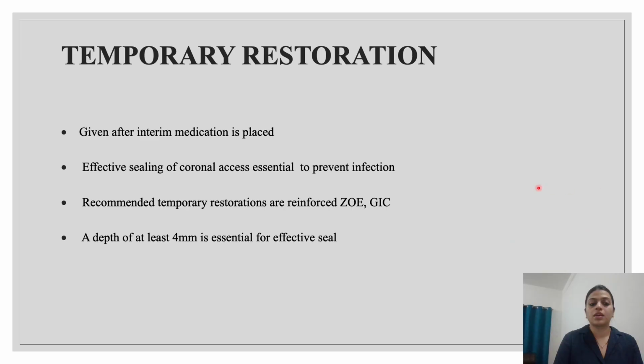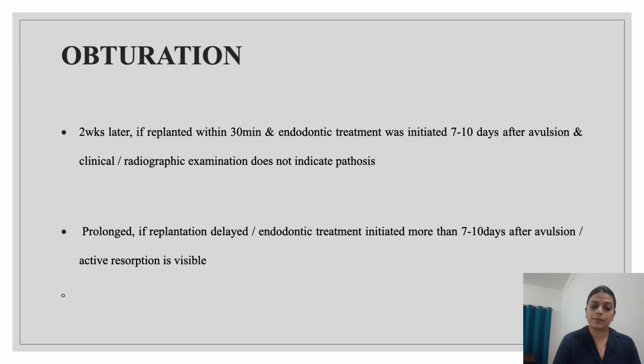So the temporary restoration is given after the interim medication is placed inside the canal. This is just for the effective sealing of the coronal access to prevent any kind of infection from the coronal side, and it's recommended to use ZOE or GIC for the same, zinc oxide eugenol or glass ionomer cement. A depth of at least 4 mm is essential for effective seal.